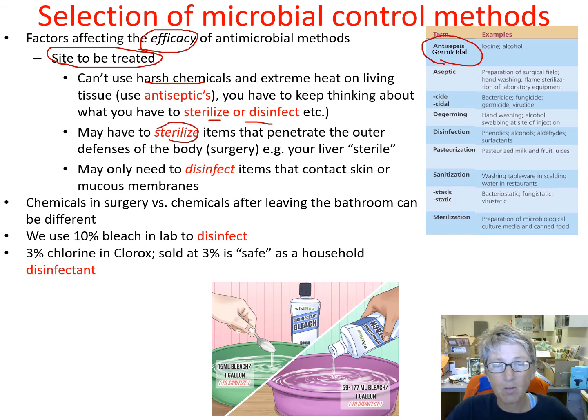You may have to sterilize items that are going to be used in surgery that will penetrate the outer defenses of the body. So for example, the skin, and go into your liver. Your liver is sterile, so you have to use sterilized tools if you're going to penetrate the skin. If you're just going to be using the item to contact the skin or the mucous membrane, then you might just have to disinfect it. In the lab, we use 10% bleach to disinfect our surfaces. There's 3% chlorine in Clorox, and they sell it as a household disinfectant. You may use that in your house.